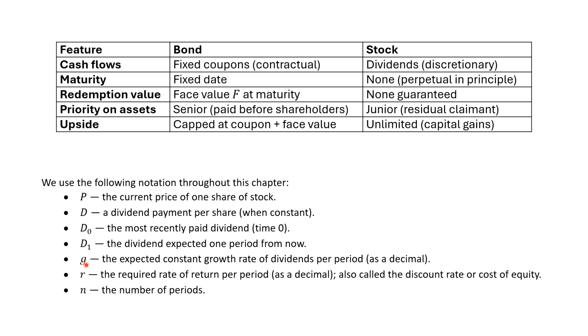So that's a new one. We didn't have that before. And then R, the required rate of return per period, also called the discount rate or cost of equity. This is what you would expect to make in order to invest in a stock based on the dividend or expected dividend. And then N is the number of periods. These could be days, months, quarters, semi-annual, or years, typically.